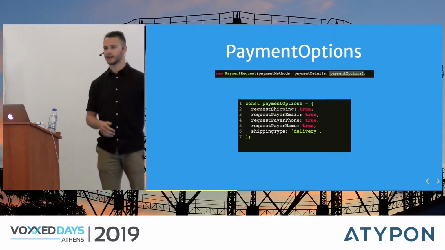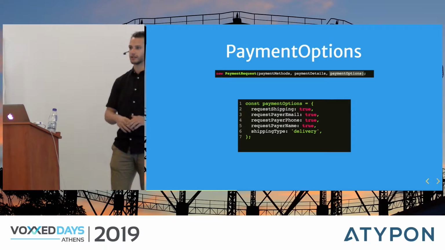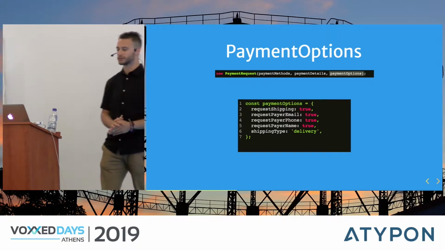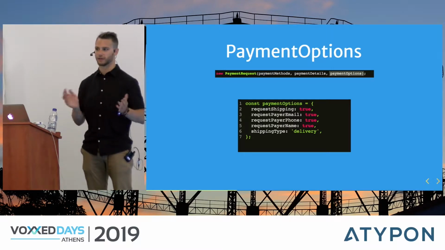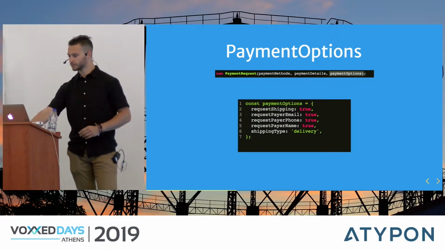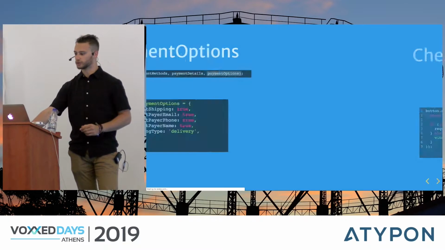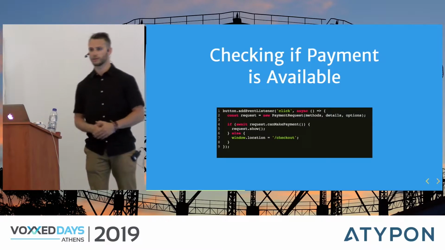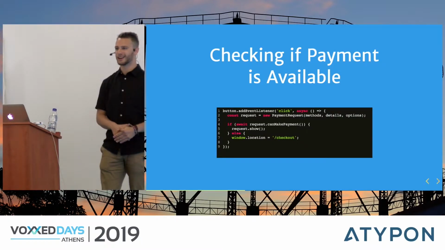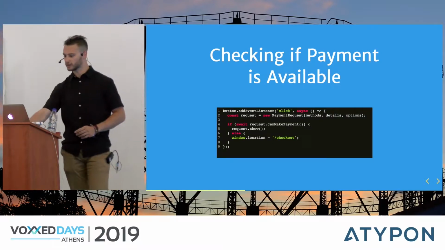And I'll also add that this entire payment options object is optional. So if you leave this out, then everything will default to false. So those are the three attributes to construct this object. And now we'll go over a few of the methods and events on it.